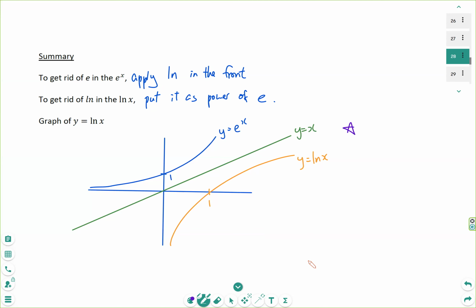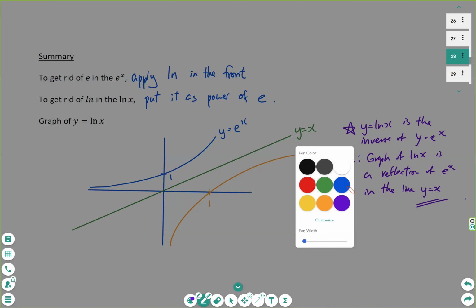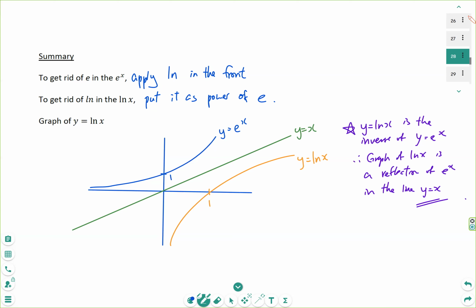A note in here: y equals ln x is the inverse of y equals e to the power of x. Therefore, the graph of ln x is a reflection of e to the power of x in the line y equals x. Since they are inverses, essentially you can reflect the line over y equals x. So that's the graph y equals ln x.